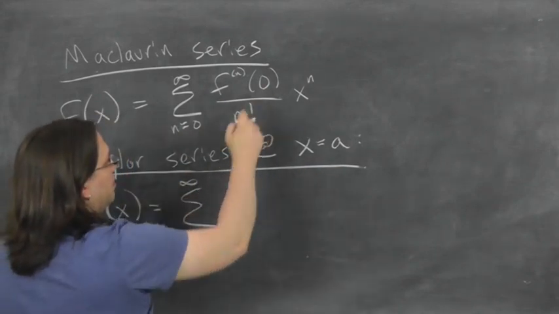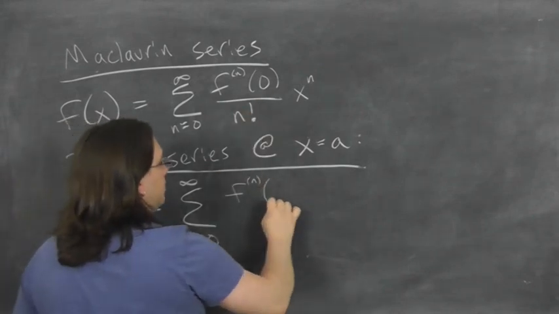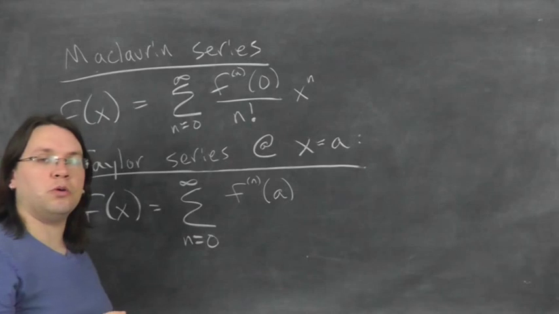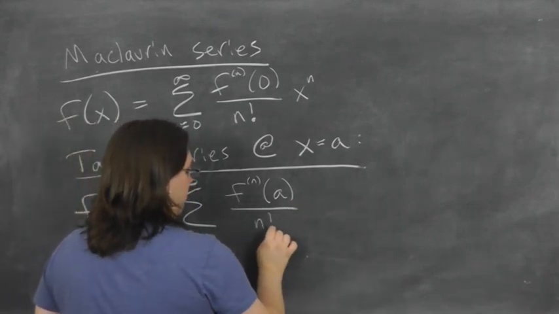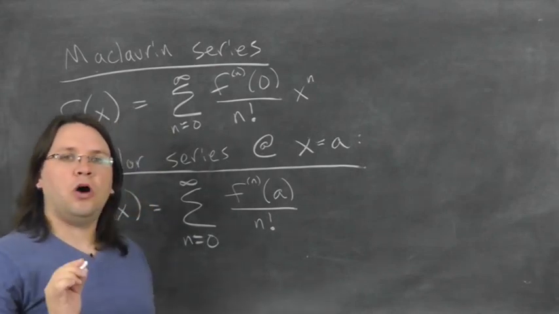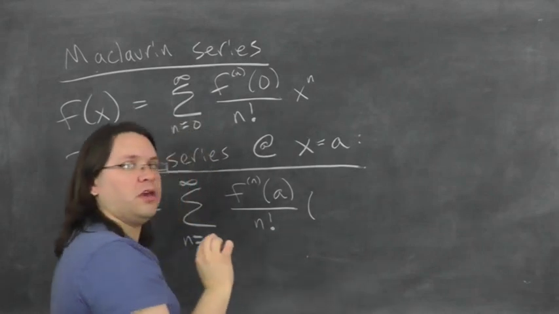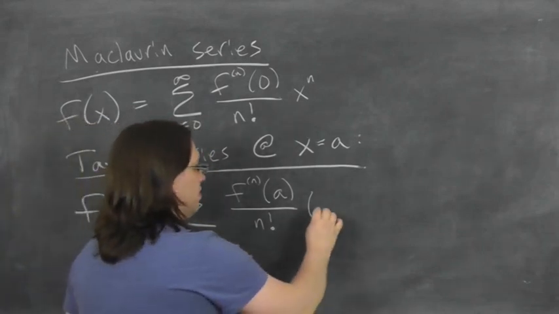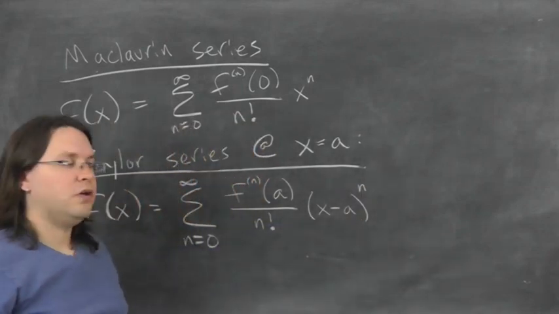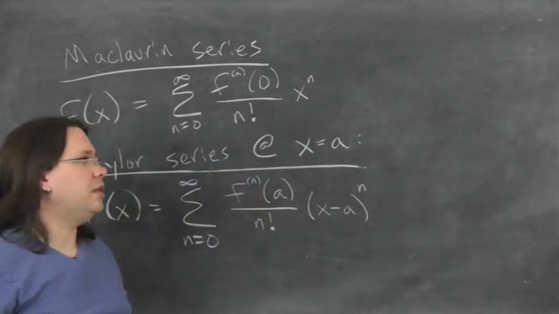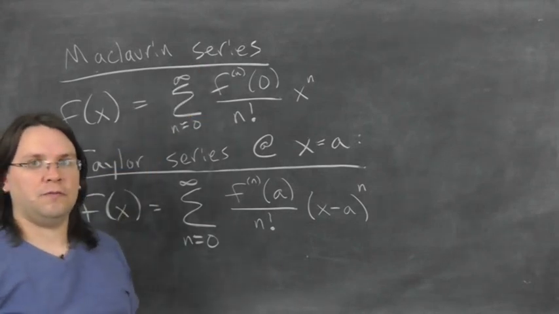So the obvious one is this 0 here. So we take n derivatives, and instead of plugging in x equals 0, we plug in x equals a. We still divide by n factorial. And then the only slightly tricky part is that this x raised to the power n we have to think of as x minus 0. So this becomes x minus a raised to the power n. It's important to remember this minus sign here, which doesn't appear in the Maclaurin series formula.